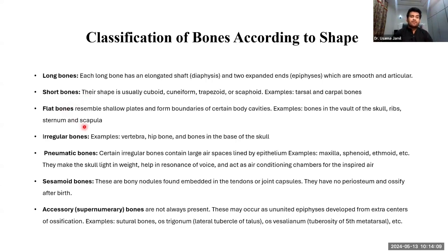Then irregular bones: vertebrae are irregular bones. Then pneumatic bones. Pneumatic bones have air sinuses, like our maxilla. This bone is called the maxilla, and some other facial bones also have air sinuses. This makes them lighter in weight, helps in resonance of sound, and they act as air conditioning chambers for inspired air. So basically, what is the function of pneumatic bones? They let in air and help it circulate in the sinuses.